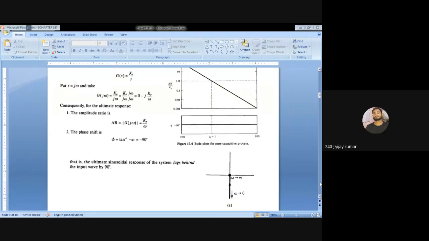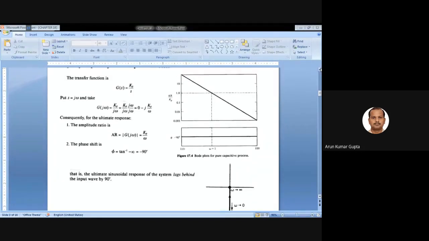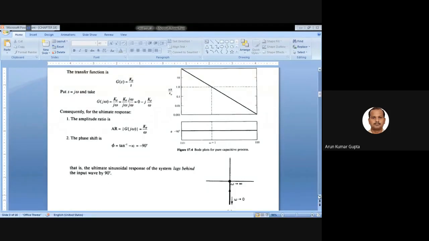Okay, so we have that kind of plot of this type of function, which is known as the pure capacitive system. Generally in Coughanowr these plots are not shown, so that's why I have taken this for your knowledge point of view. Here you can see that minus 90 means there is a phase lag; the output will always be behind the input wave by 90 degrees. And this graph I will describe later, right?